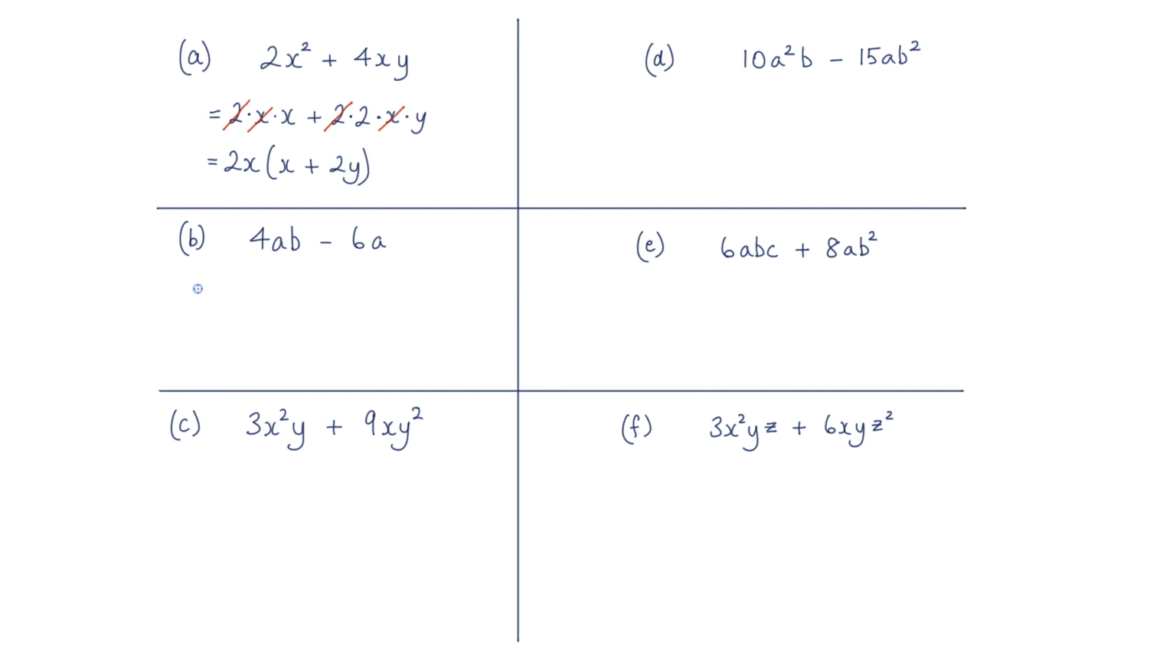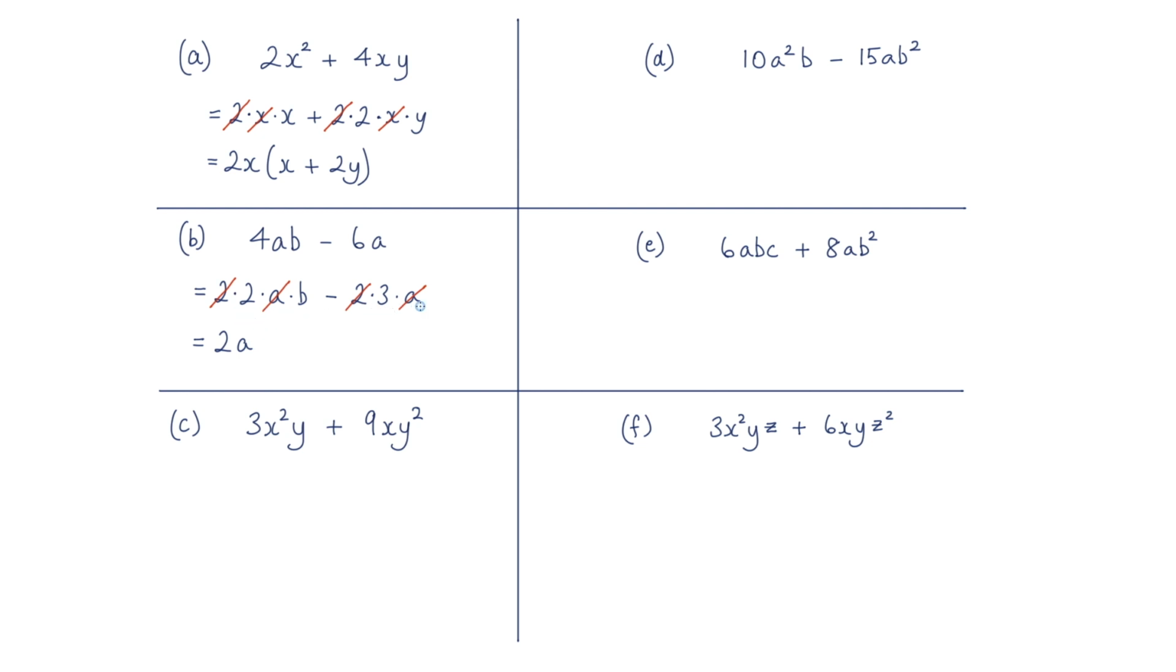On to B. Similar approach here. The 4 we can write as 2 multiplied by 2 multiplied by A multiplied by B. Then we've got the minus. 6 we can write as 2 multiplied by 3 and multiplied by A. And then let's see what's common. Well, we've got a 2 common in both, so we'll write the 2 down. We've also got an A that's common. Let's pop down the A.